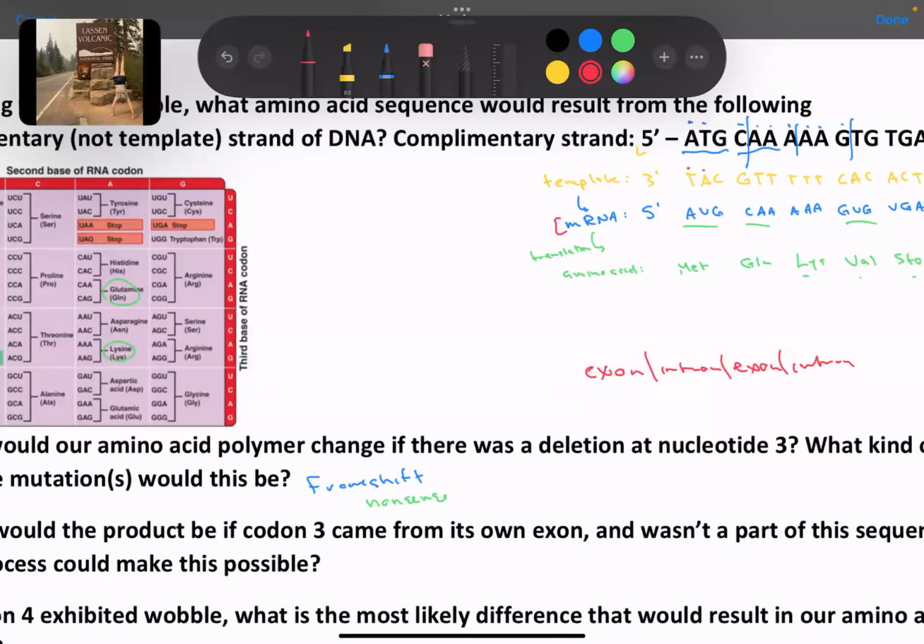And we do this by way of splicing. And what our spliceosomes do, they're actually really complicated. They're made up of RNAs called SNRPs, which is small nuclear ribonucleoproteins or something like that. You don't have to know the name, but they cut out these introns. They cut out these introns, and then we have nice exon sequences that these SNRPs then stick together.